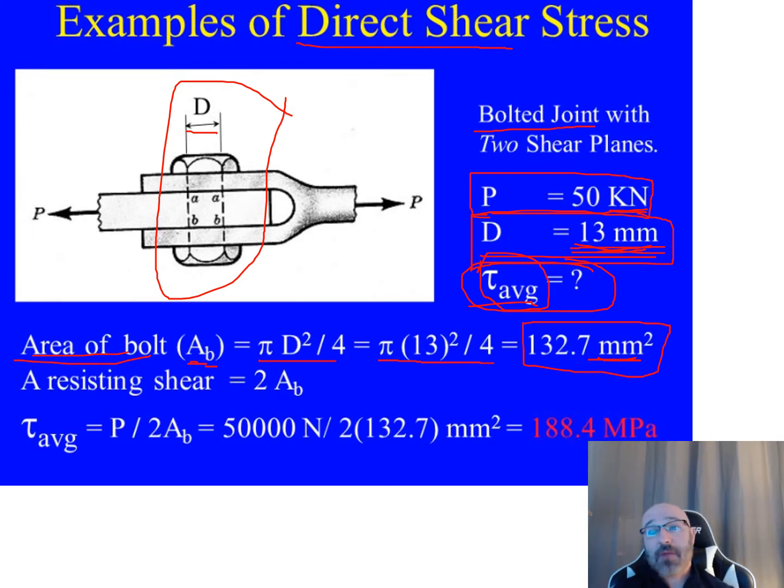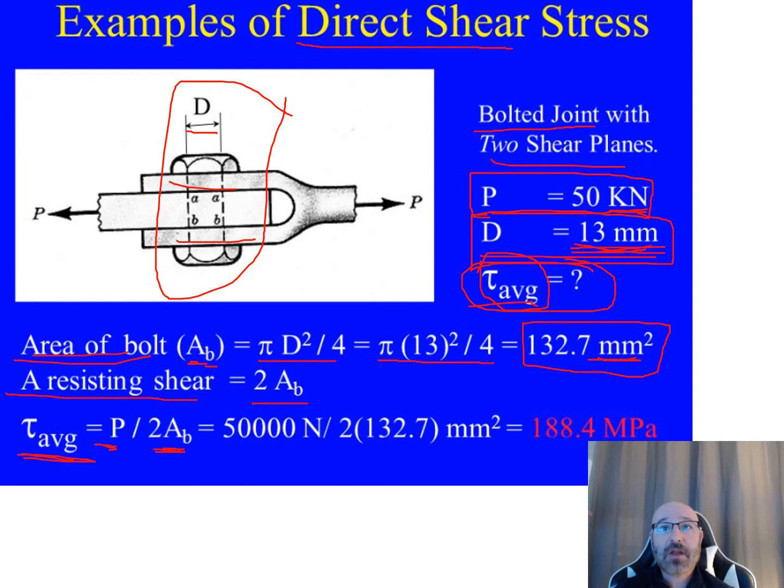Based upon that information, what is my general governing equation that I can use here? So we take a look at this and say, okay, our average shear is going to be equal to P over A, but this is 2A. Now, why is this 2A? Well, it's because we've got these two shear planes right there, the top and the bottom plane. So now our average stress, tau, is equal to P over 2A sub B.